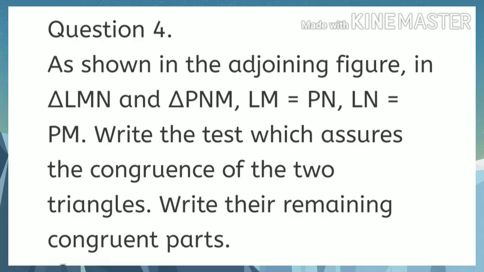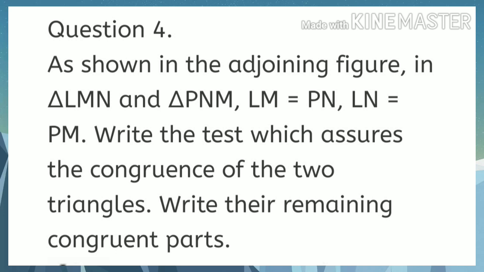Okay. Question number 4. As shown in the adjoining figure, in triangle LMN and triangle PNM, LM is equal to PN and LN is equal to PM. Two corresponding sides are already given to you, congruent or equal. You have to write the test by which the triangles are congruent and write the remaining congruent parts. We have to write the remaining congruent parts also.